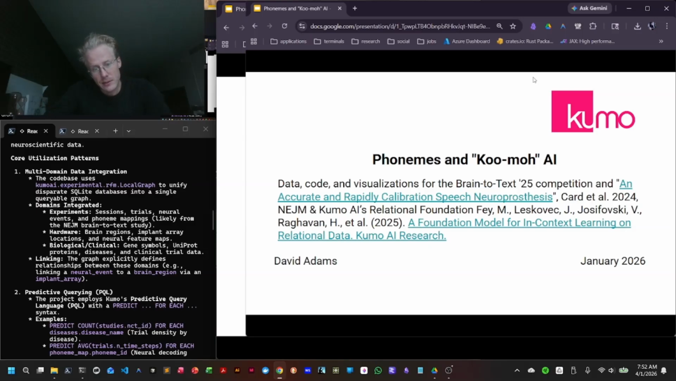And I had taken the data code and visualizations for the Brain to Text 25 competition, which includes a brain computer interface. So taking the messiest data I could find, and then take the foundation model for in-context learning on relational data that keeps everything in line and finds relations and relativity in messy data. So I wanted to see if I could take the messiest data, the structured data, put the two together, and see what would happen. So that was my brainstorming process.